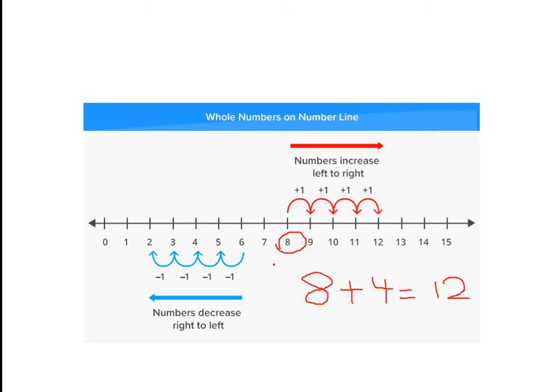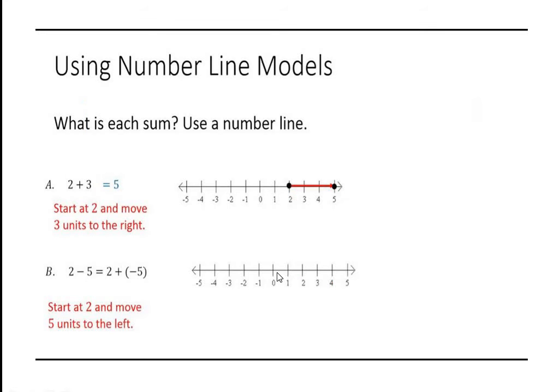Okay, so this is how we make our calculations on the number line. Choose the start, count how many steps, then just look at the number and write the result.